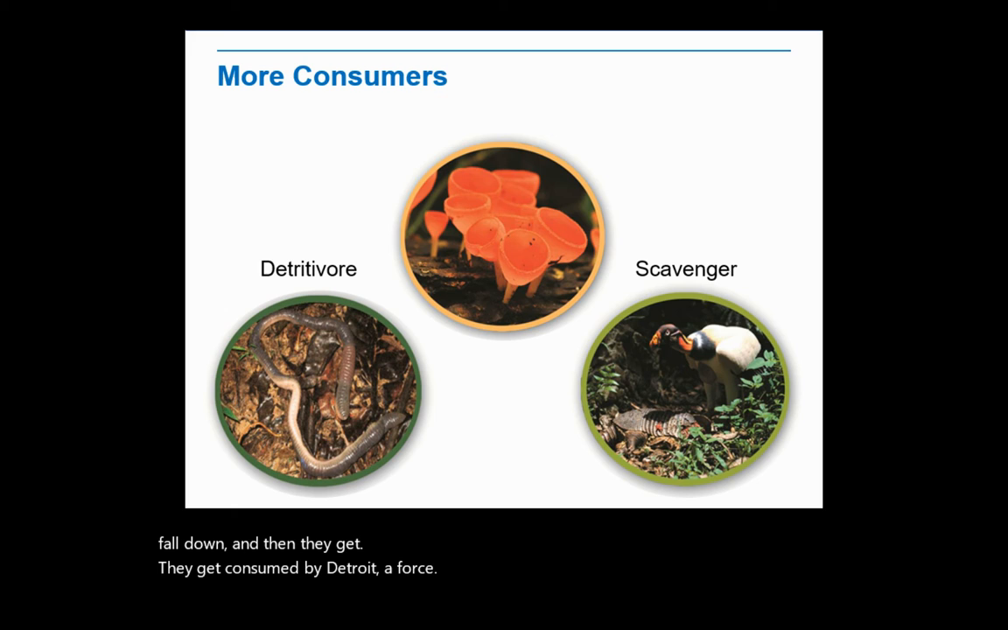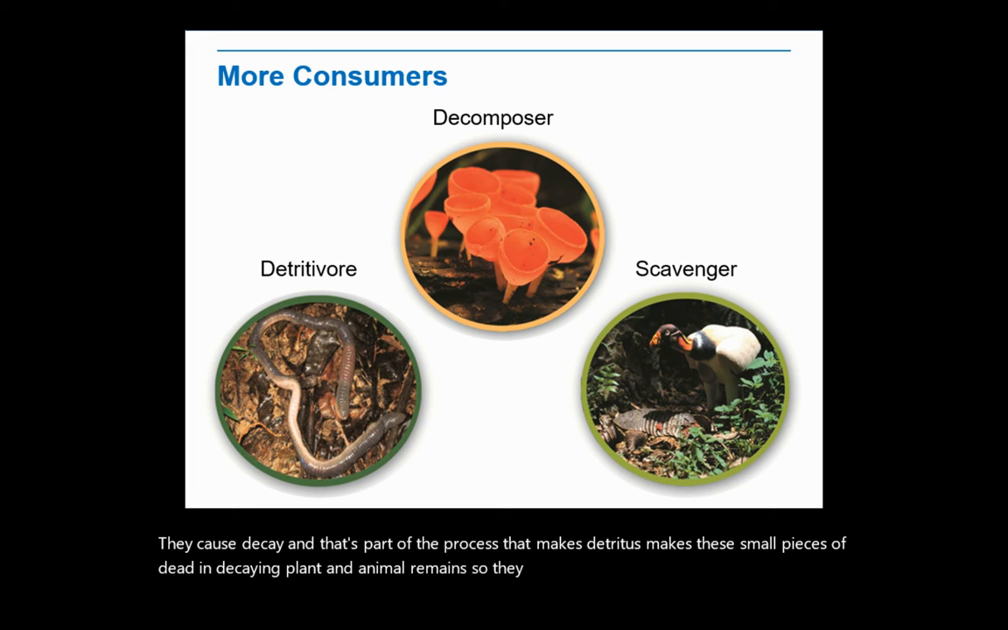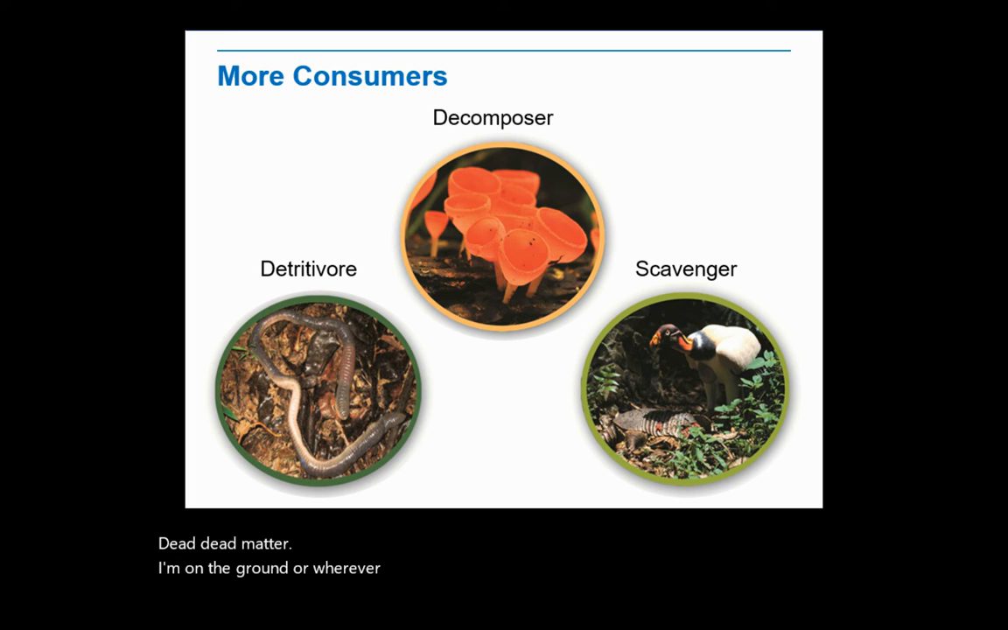And decomposers are things like bacteria and fungi, like a mushroom. The decomposers will chemically break down organic matter. They cause decay, and that's part of the process that makes detritus, these small pieces of dead and decaying plant and animal remains. So the decomposers will often break down dead matter on the ground, or wherever it happens to be in the water, and then the detritivores will eat the small broken down parts.